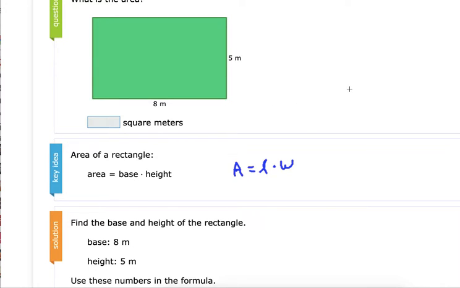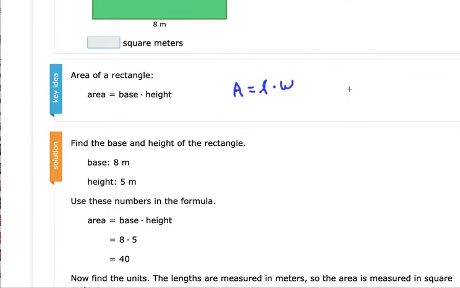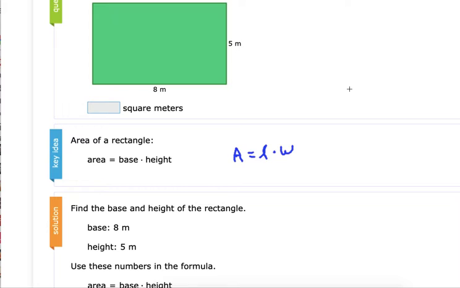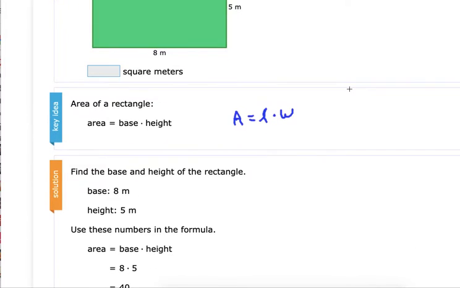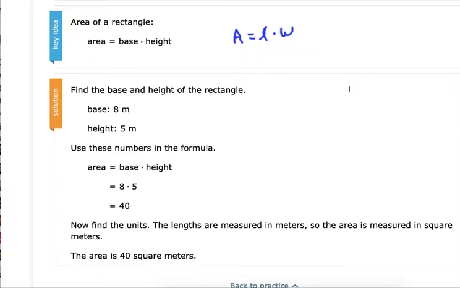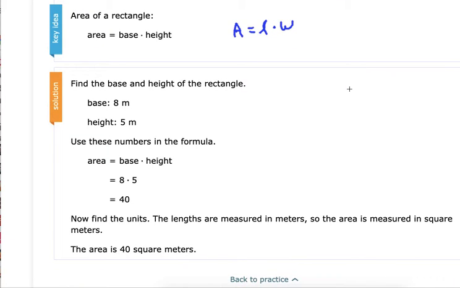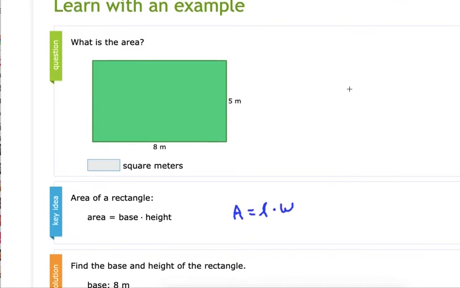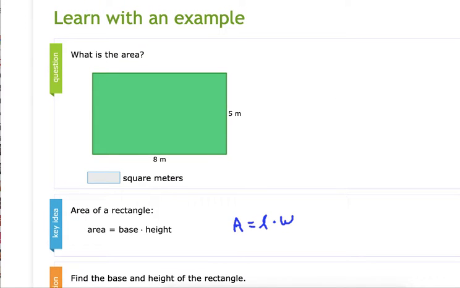So with this one here, you just simply use the formula. The area of this one is, since you have one length of 8 and one length of 5, or a base of 8 and a height of 5, like I say, it doesn't matter which one's which. You just multiply those together, and so you get an area of 40. Okay, so that's what you do with these. Again, you've done these before, so this is kind of review.